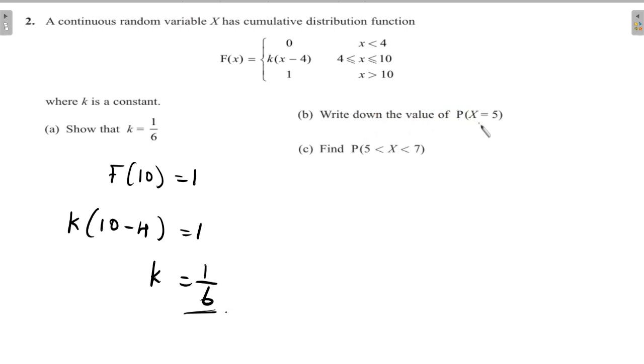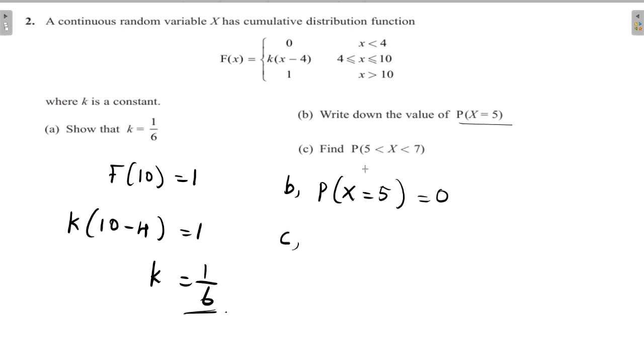Write down the value of P(X equals 5). We know that X is a continuous random variable, so probability is not defined for an individual value. This probability is equal to 0. The part B answer is P(X equals 5) equals 0, because the function is continuous and this is for an individual value.